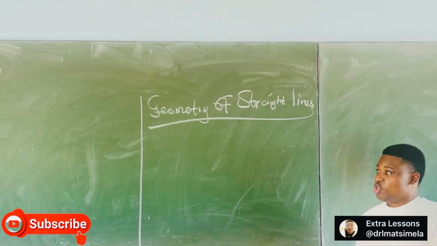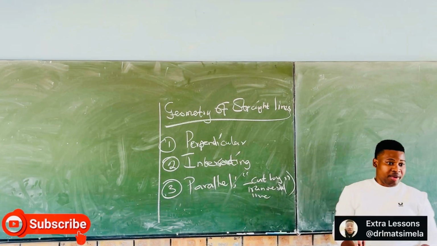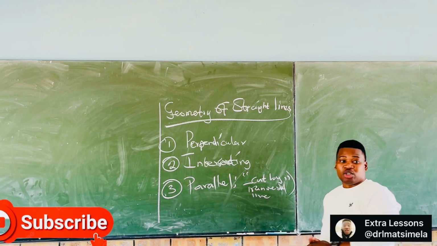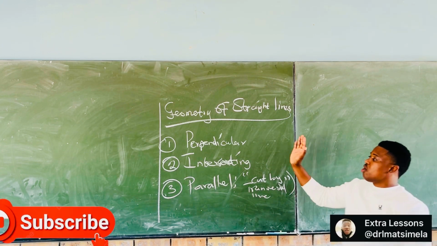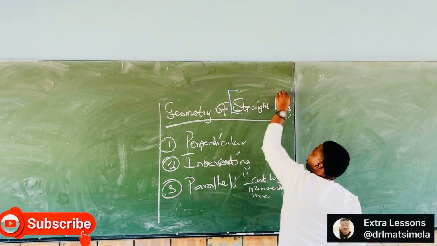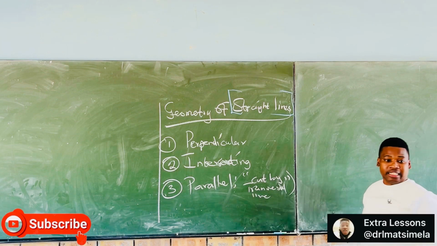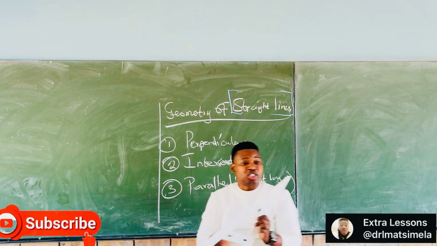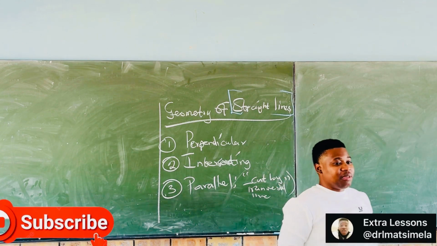Today we are starting with the geometry of the straight line. The three things that we're going to focus on here are about the geometry of the straight line. All of the lines that we are talking about must be what? Straight lines. And how can you obtain a straight line? To obtain a straight line, we must use what? A ruler. Are we clear?